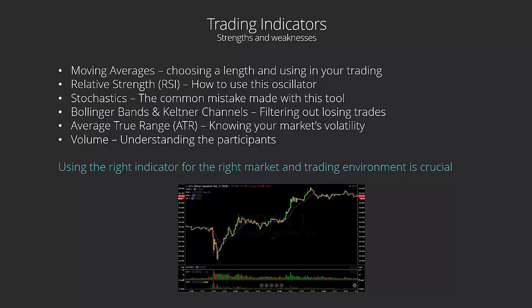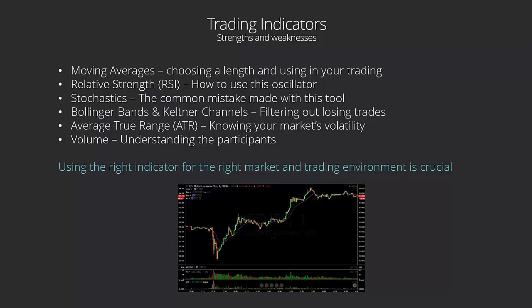Moving averages: what it is, first of all, choosing a length, and how we can use it in our trading. And we've got something called relative strength index, or RSI. How we use this, it's called an oscillating indicator. And stochastic, very similar to RSI, but the mistake that people make with this tool, I think if you understand this mistake, then you can avoid some of the horrible losing trades that people get sucked into. Bollinger Bands and Keltner channels, this is a great little tool for filtering out some losing trades and not getting caught in markets unnecessarily.